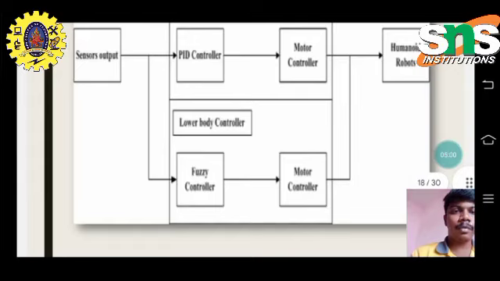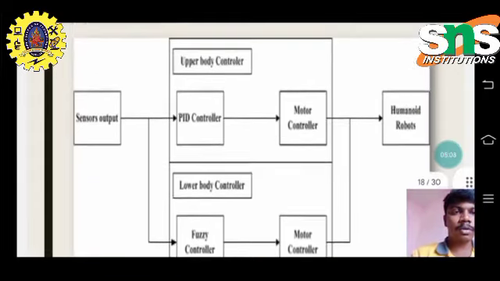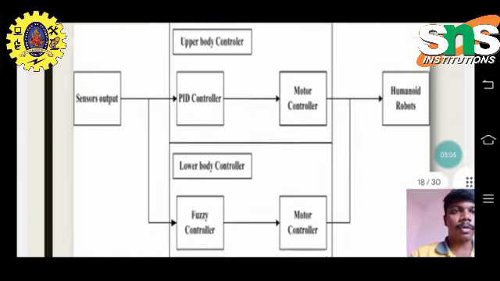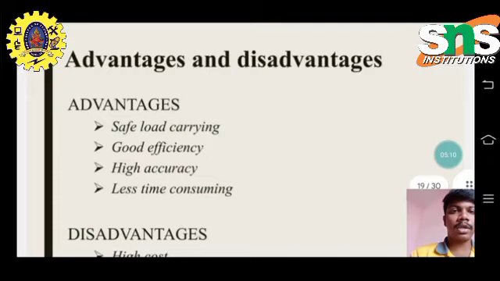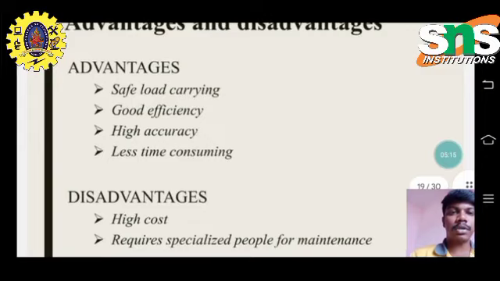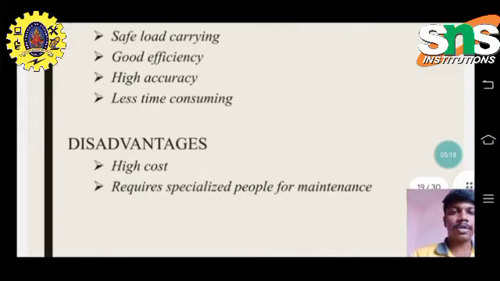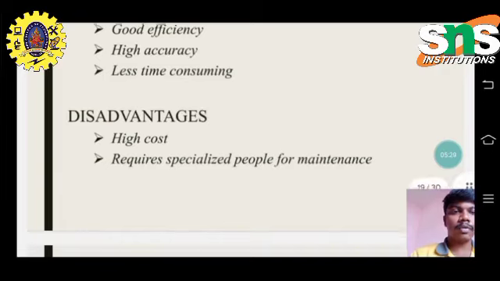In this form, there is lower body control, then physical control, motor control, and the overall package comes under upper body control, followed by the humanoid robots. Finally, some pros and cons. The first are the pros, the advantages: safe load carrying, good efficiency, high accuracy, less time consuming. In disadvantages, we have to focus on the cost. The cost is huge, so we need to focus on that. Then it requires specialized people for maintenance.